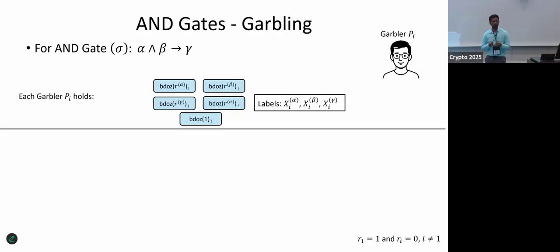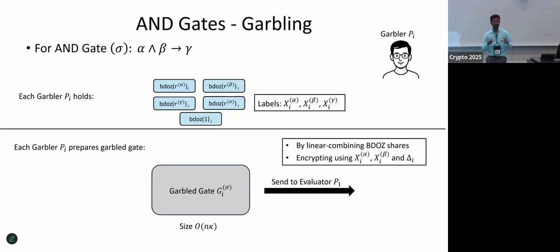Now, the garbling of AND gates is slightly involved. Here, each garbler holds the BDOS shares associated with the random values of that AND gate, and it also holds the labels for the input and output wires. Using this, it constructs a garbled circuit by linearly combining these BDOS shares and appropriately encrypting them using the input wire labels for the four input combinations, and it sends this to the evaluator. I do not have time to go over it in detail, but what we need to take away is that the size of each garbled circuit in this case is order n kappa. We'll see why that is the case in the next slide.